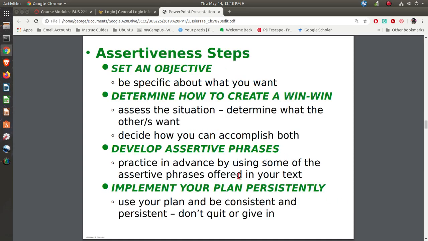When it comes to being assertive, there's several things. First of all, you need to set an objective as far as what it is that you want. You need to figure out how to create a win-win. In other words, how can I create a win for me and for you? Develop assertive phrases. In other words, how do you come across as far as what it is that you say in being assertive? Well, I feel we really should do these things, or something along those lines can be assertive.